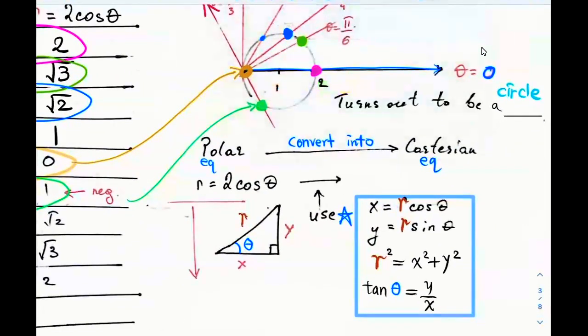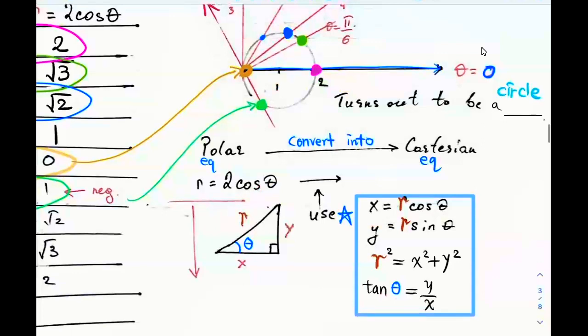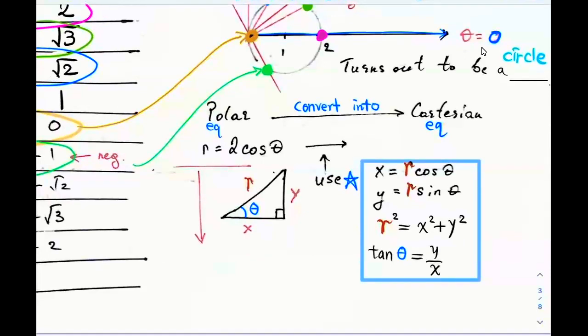Okay, so this one here is a polar equation. I'm going to change that into a Cartesian equation and see if it's a circle. How do I do this? Let's write this one down here. So I have r equals 2 cosine theta. I'm trying to make use of the 4 equations that I use when I convert back and forth. I put a star here, meaning those are the ones that it's good to remember for changing back and forth between polar and Cartesian.